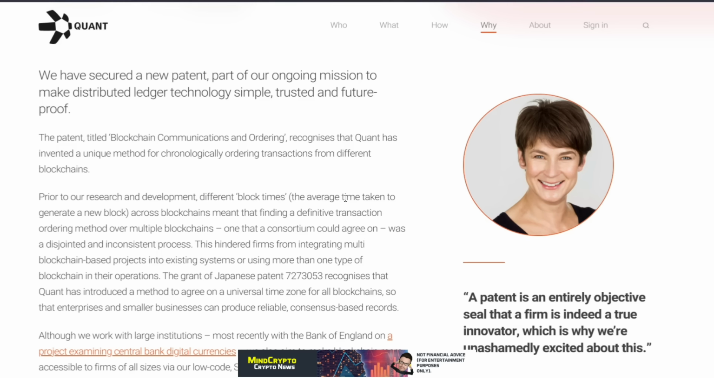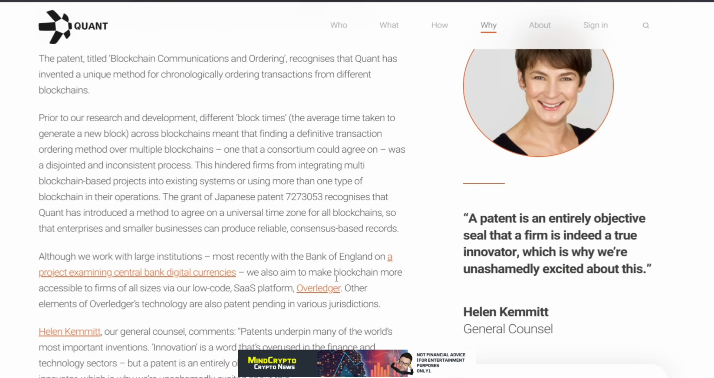The patent, titled Blockchain Communications and Ordering, recognizes that Quant has invented a unique method for chronologically ordering transactions from different blockchains. Prior to our research and development, different block times, the average time taken to generate a new block across blockchains, meant that finding a definitive transaction ordering method over multiple blockchains, one that a consortium could agree on, was a disjointed and inconsistent process. This hindered firms from integrating multi-blockchain-based projects into existing systems or using more than one type of blockchain in their operations. The grant of the Japanese patent recognizes that Quant has introduced a method to agree on a universal time zone for all blockchains so that enterprises and small businesses can produce reliable consensus-based records.